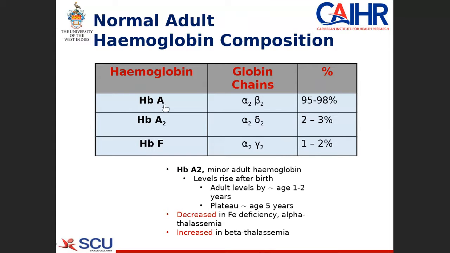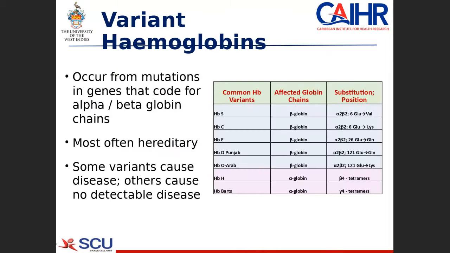But generally, for normal adults, hemoglobin A is 95 to 98%. Remember, I said hemoglobin A2 is a minor adult hemoglobin, 2 to 3%, and then you have a little bit of hemoglobin F, anywhere from about 1 to 2%. With regards to the variant hemoglobins, these usually occur from mutations in your genes that code for your alpha or your beta globin chains. Most are hereditary, and some will cause disease, and others will cause no detectable disease. And these are just some of the common variants that we see.